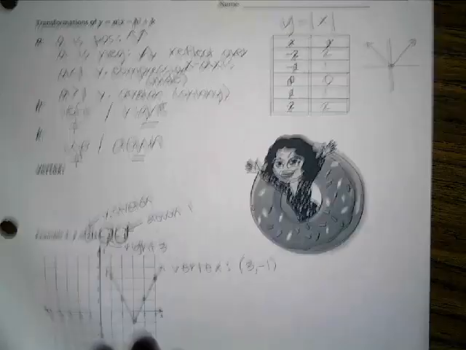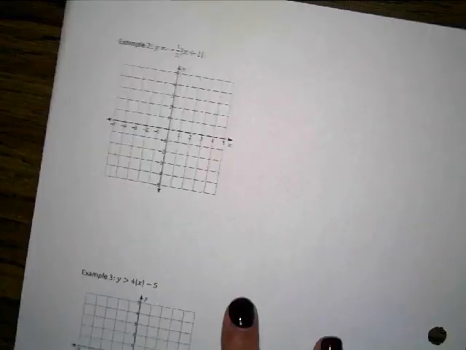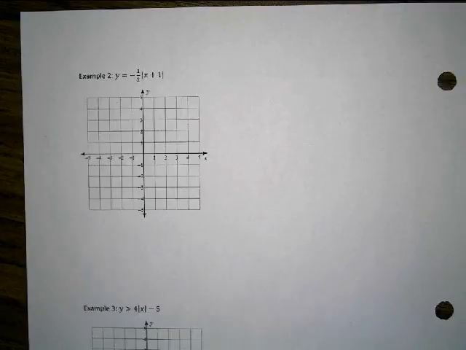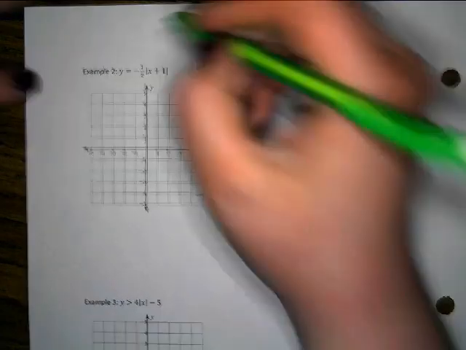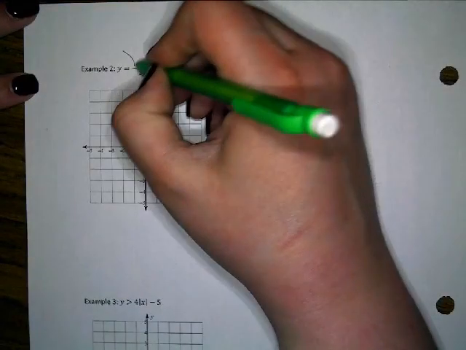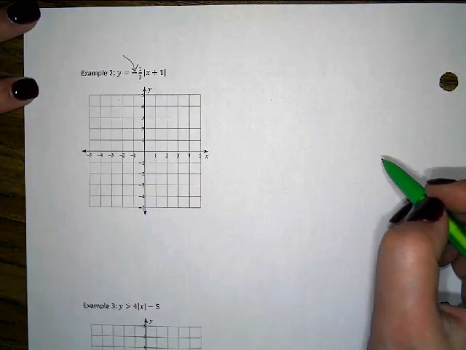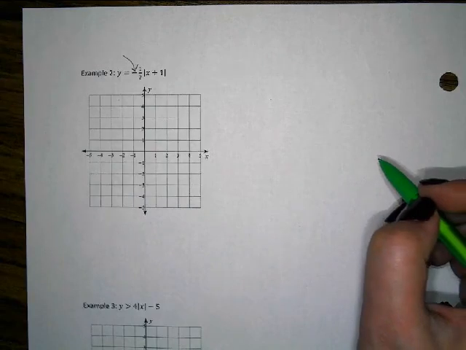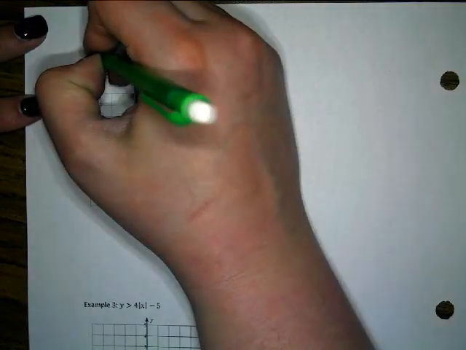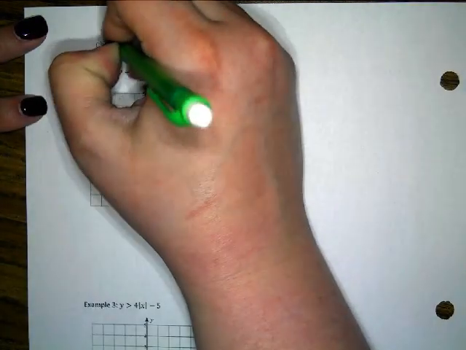This one has a negative in the front. What does the negative in the front mean? Yeah, it's going to be upside down. And when it's upside down, we call that reflect over x. Reflect over the x-axis. So this graph is going to be upside down.